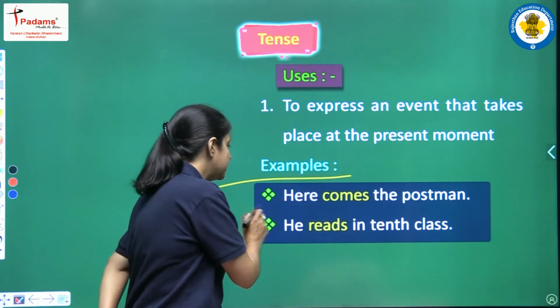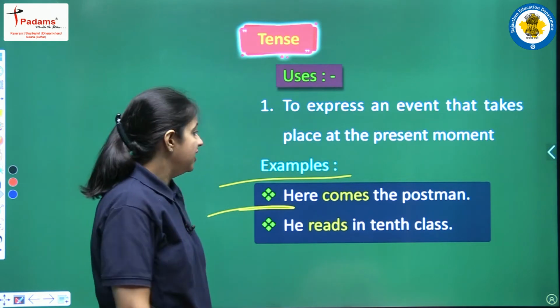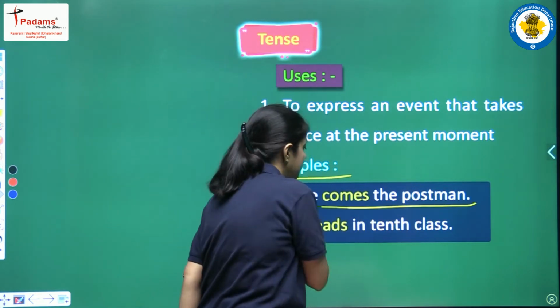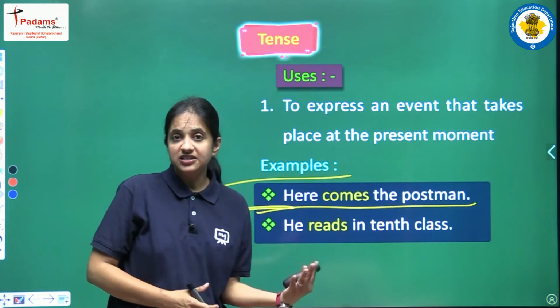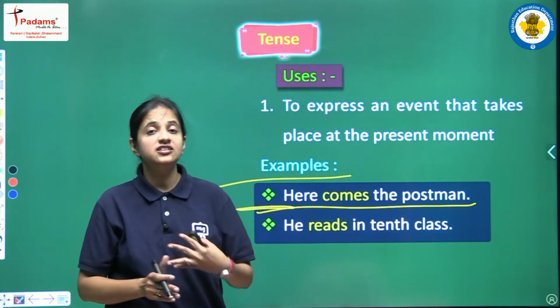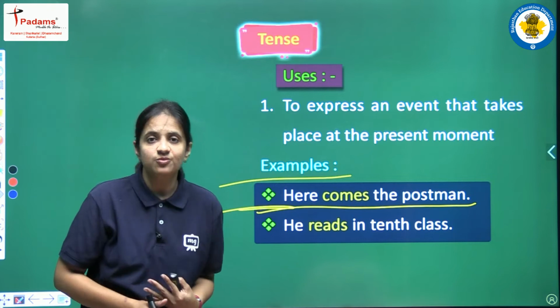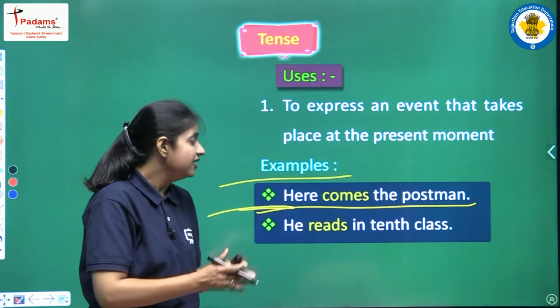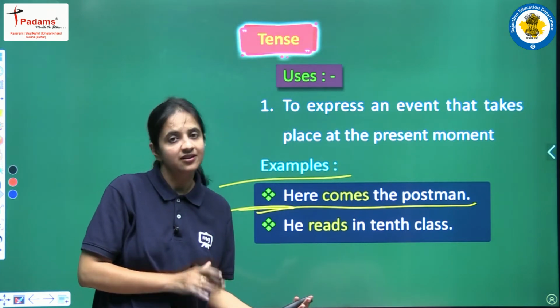So suppose we are sitting somewhere, and one postman is there, and you are telling another person who is also sitting with you that just look, there is the postman. So how you will say? You will say here comes the postman. Clear?